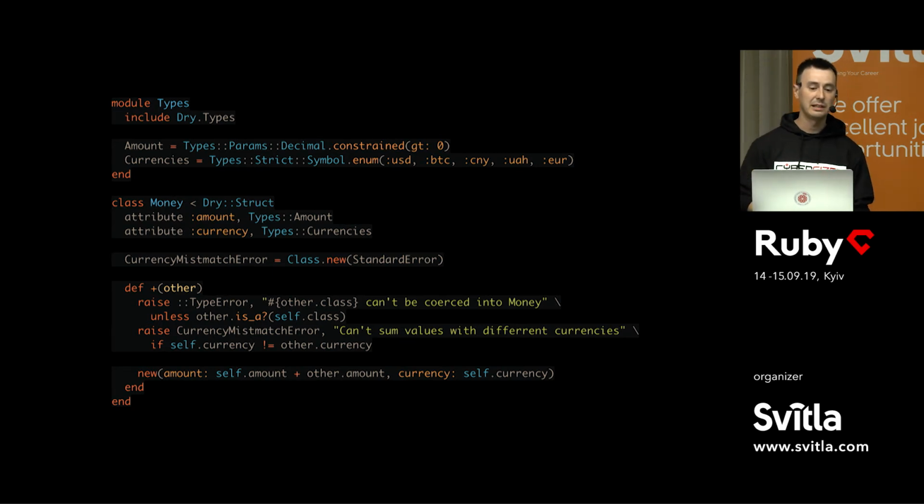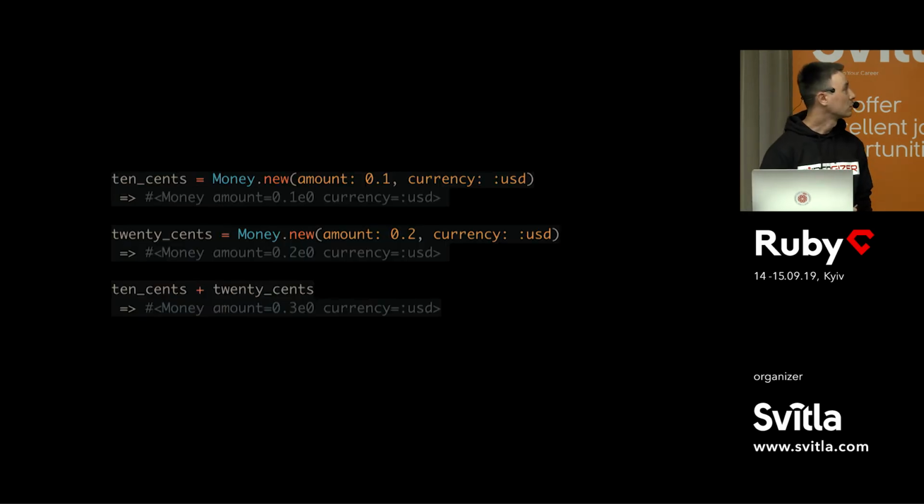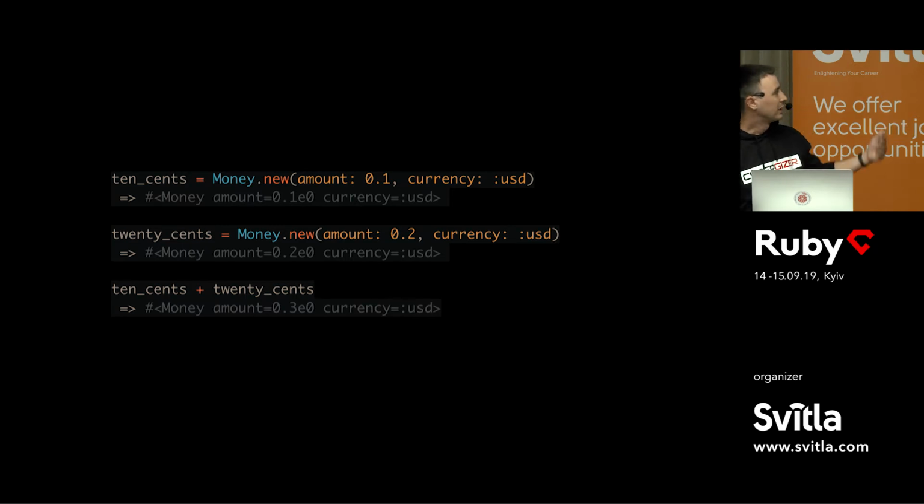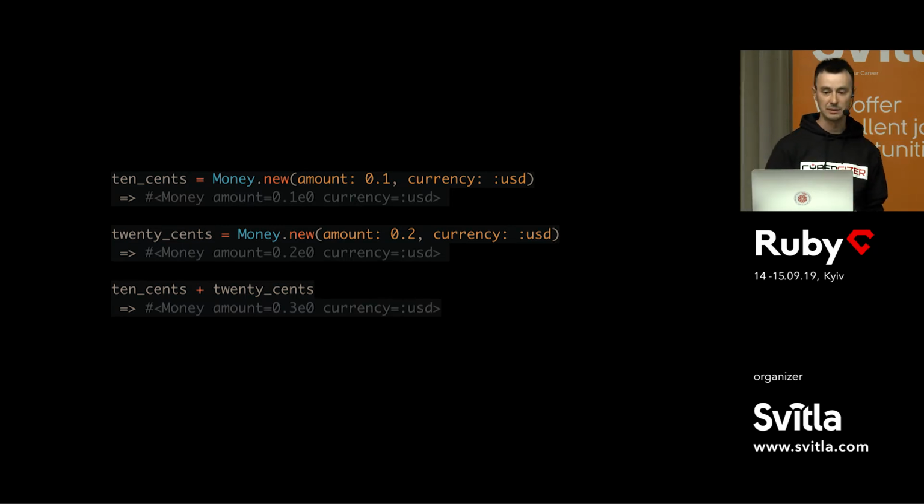And the second thing, I created a type of currency where I just limited the list of possible values for currency symbols to be USD, BTC, Chinese, something, I don't remember, hryvnias and euros. And our implementation in Ruby is not very different from what we had. So we just added an attribute of amount in the currency with the correct new types. So let's try to use them. And as you can see, the behavior is exactly the way we expected it to be.